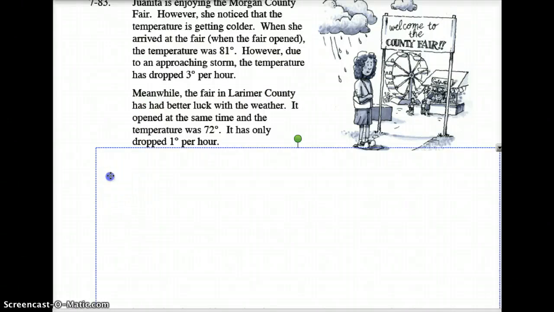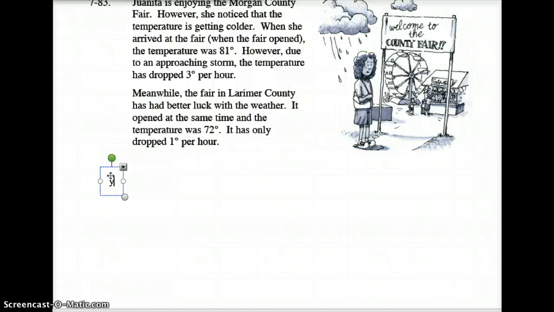Let's just jot down what this would look like. For the Morgan County Fair, the temperature started at 81 degrees. So y equals, technically it's 81 degrees, and then it dropped 3 degrees per hour, where x would be the number of hours. Although I don't like writing it that way, so I'm going to write it another way. I always like the variables coming first. So the temperature is dropping 3 degrees per hour, but it started at a positive 81 degrees. Hopefully that makes sense to you.